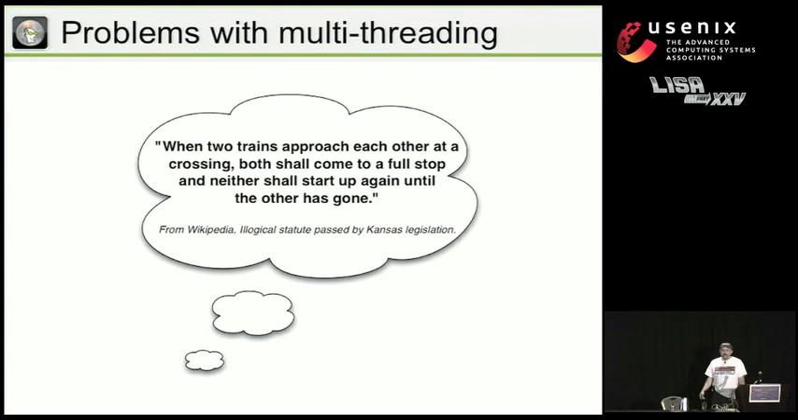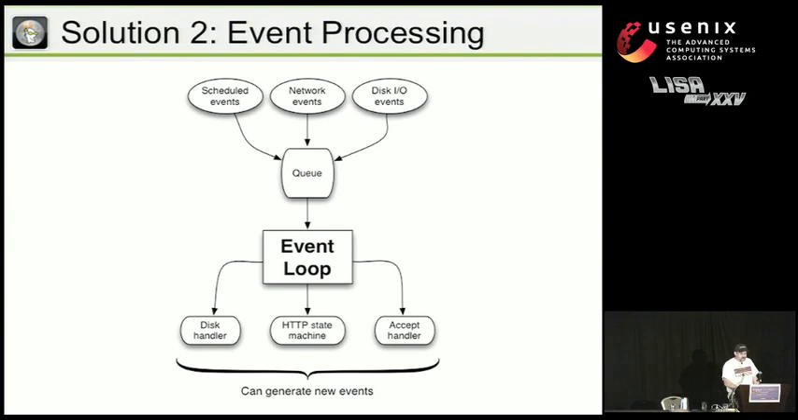And here's a good example, right? It's so easy to get things like deadlocks and race conditions and all that sort of stuff. And these are the sort of things you have to deal with all the time when you're writing this code in multi-threading environments. So people came up with a different solution.